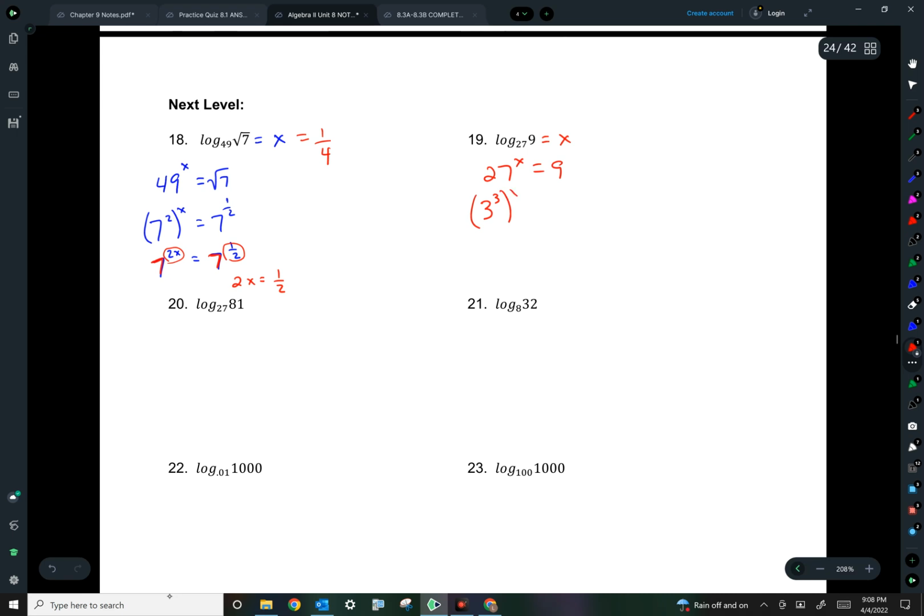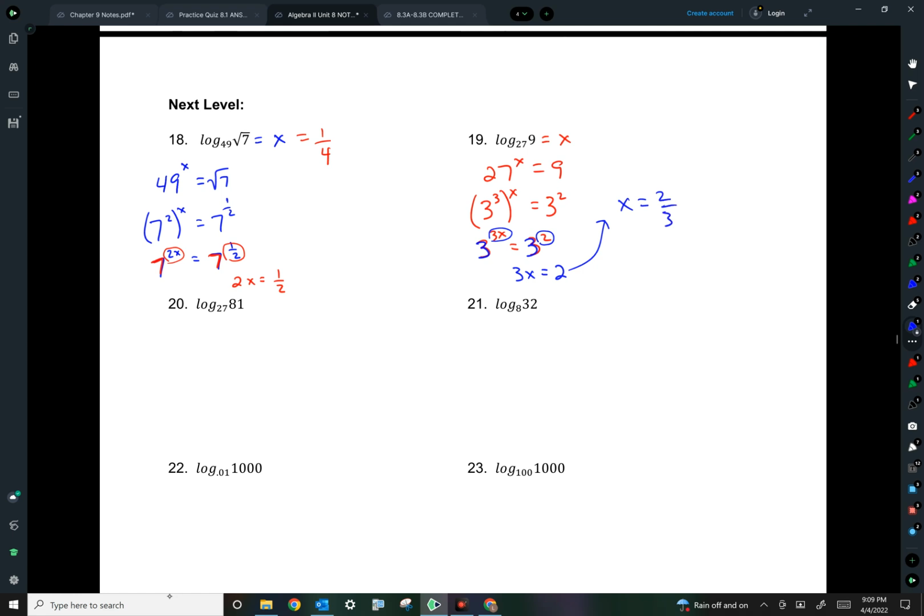So that 27 is being raised to the x. Over here, the 9 is 3 squared. If I raise a power to a power, I actually have 3 to the 3x equals 3 squared. Like I said last time, if you get the same base, the only way they can be equal is if this exponent equals this exponent. So 3x has to equal 2. If I'm going to solve for x, wouldn't I just divide by 3? So wouldn't x have to equal 2/3?